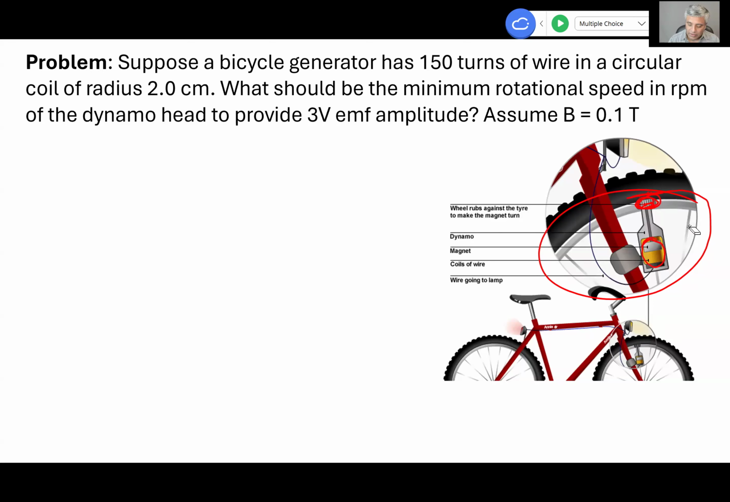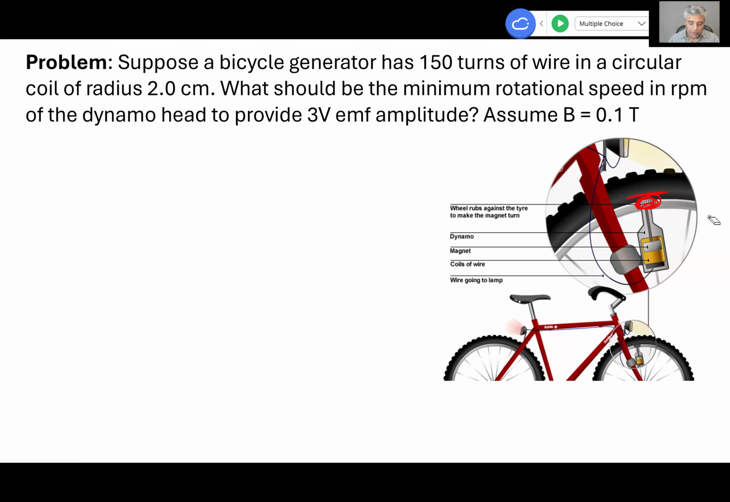Of course, there is also a magnet here. It shows a magnet here and a magnet there, and then there is a coil somewhere spinning. So that's what happens. The faster you go, the more you generate.